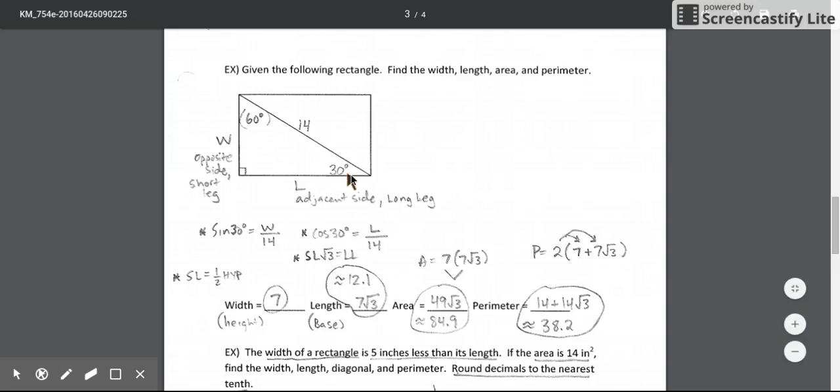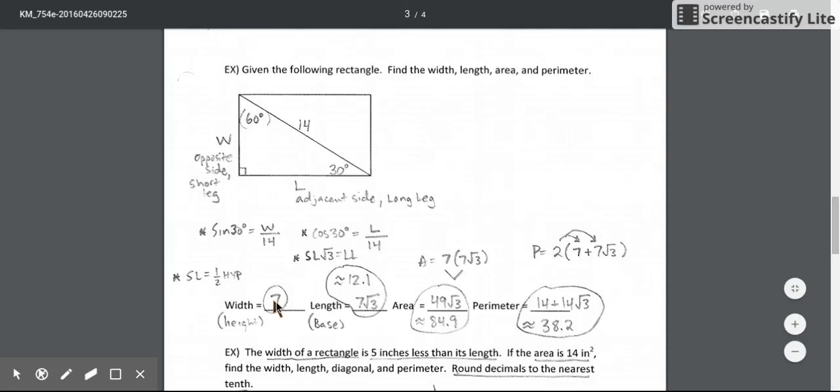This side length right here is across from the 60-degree angle, making it the longer leg. And we know that the short leg times the square root of 3 is the longer leg. So we could just say it's 7 times the square root of 3, which is equivalent to that decimal value we found by using trigonometry.